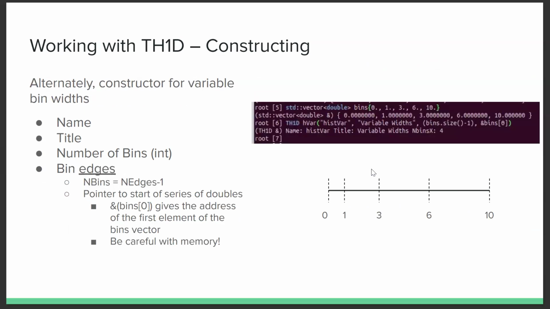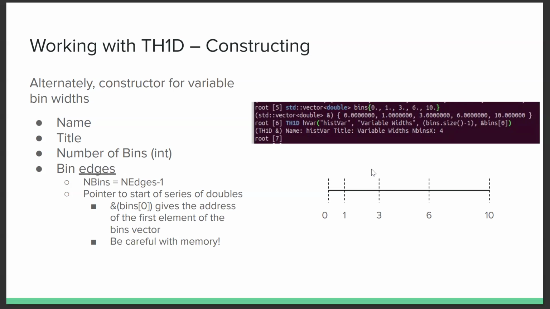You can also do it with variable bin widths. And the way you do this is slightly different. Let's say I want to have my bins with that first bin be a width 1, the next one be a width 2, the next one a 3, and 4 for the final one. I can make some vector. Really, it's just some contiguous set of memory holding some bin edges.